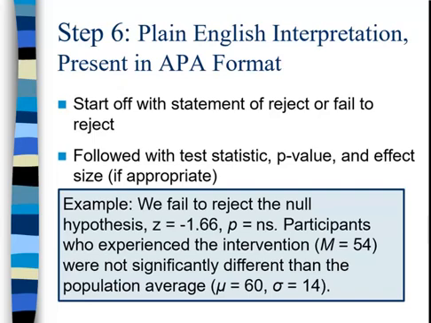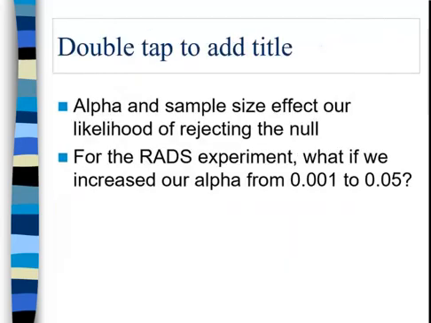So here I've written participants who experienced the intervention, and then that's the sample, so I report the sample mean, were not significantly different than the population average, and then I report the mean for the population and the standard deviation. I want to illustrate a couple of interesting things here.